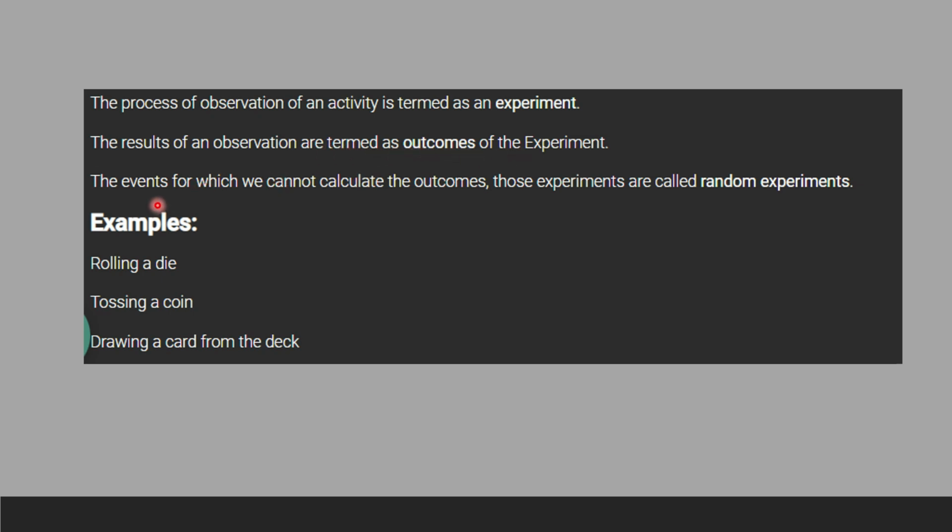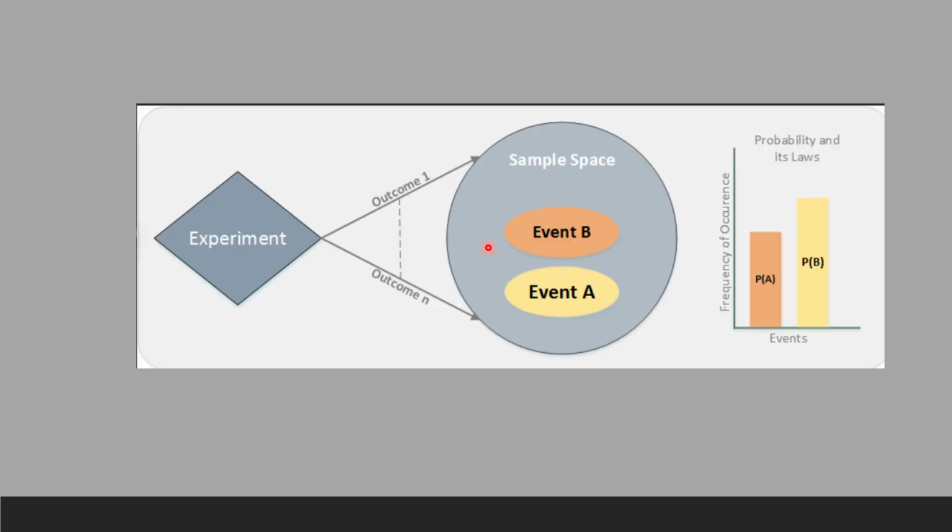The experiments for which we cannot calculate the outcome are called random experiments. For example, rolling a die, tossing a coin, or drawing a card from a deck. For these examples we cannot calculate the outcome, so those are known as random experiments. The occurrence of 1 in rolling a die is random.